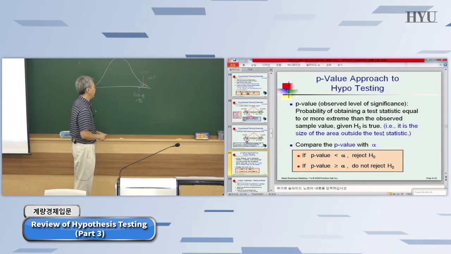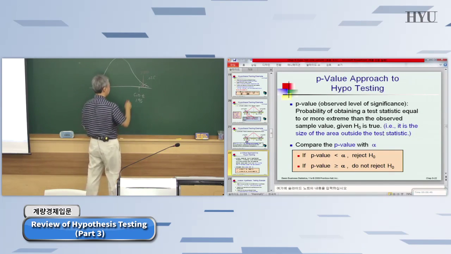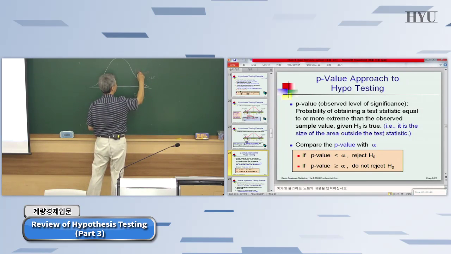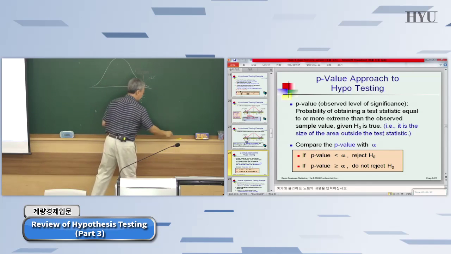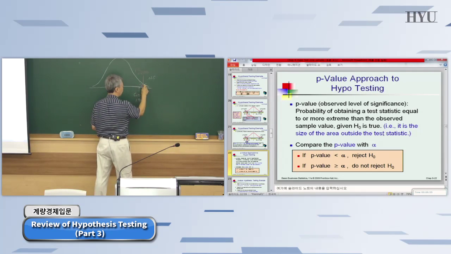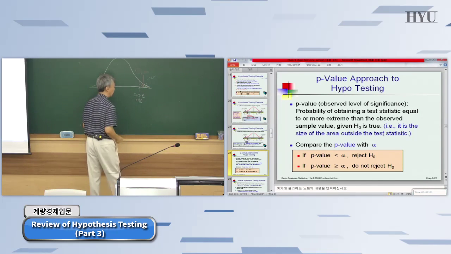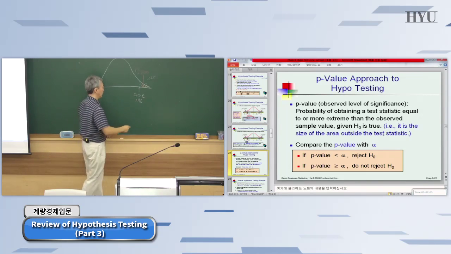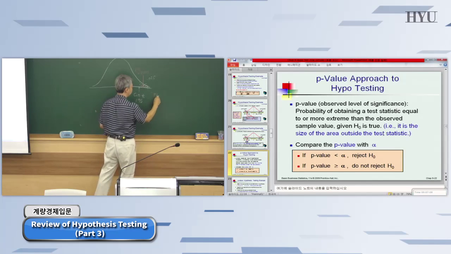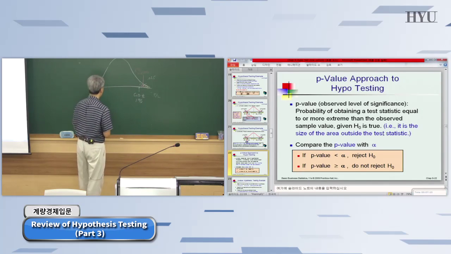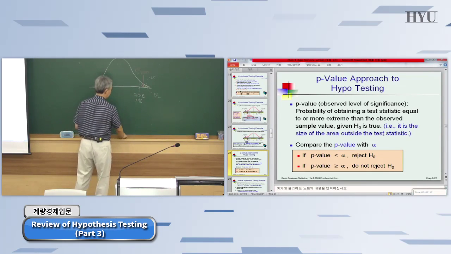In the p-value approach, what we're going to do is, here's our test statistic, and we found out it's 2.0. And we're going to find out the size of the area outside the test statistic. So this yellow shaded area, and let's say that's actually half of p, because we're going to do the same thing on the other tail.